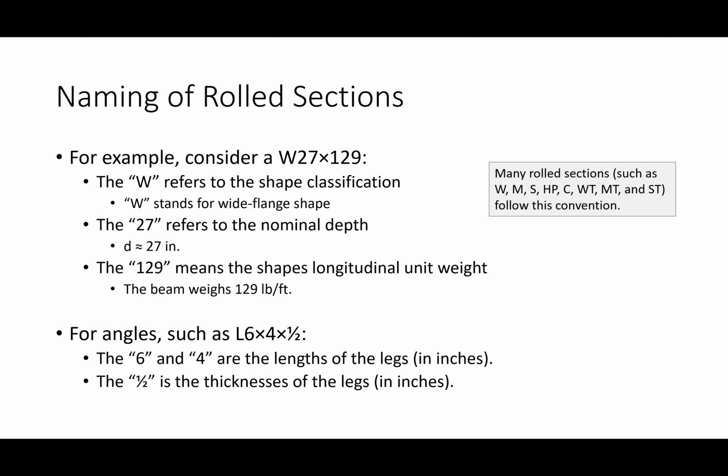Like the W27 by 129 isn't 27 inches deep, it's like 27.6. It sort of corresponds to how the sections are rolled. So some of them might be a little deeper than 27 inches, some of them might be a little shallower than 27 inches. But all of the W27s are going to hover at around 27 inches. Okay? So that's the W, the 27.